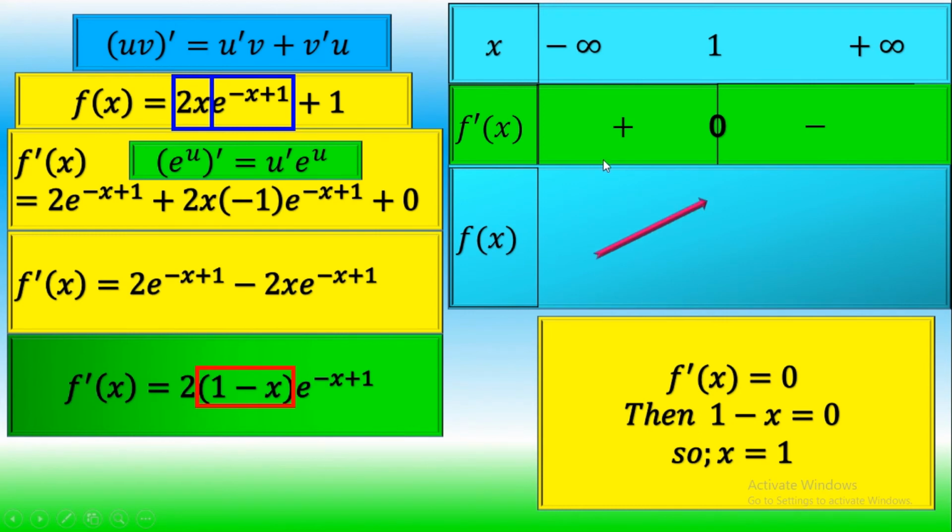Now for f prime of x positive, f of x will be increasing. For f prime of x negative, f of x will be decreasing. Now what about the limits? As x tends to minus infinity, f of x tends to minus infinity. Now for x equal 1, f of 1 equals 3. Also f will be decreasing from 3 till the limit at plus infinity for f of x, which is 1.